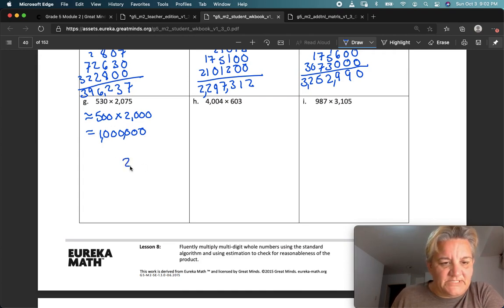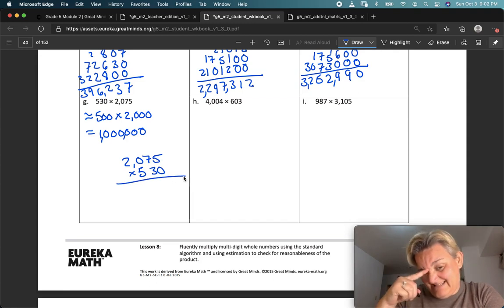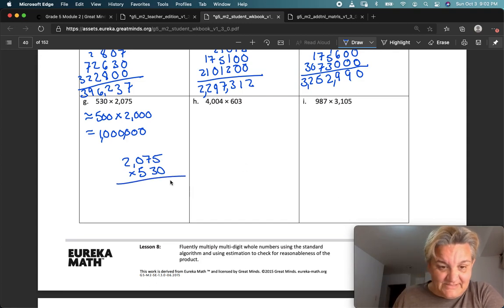I'm going to put the 4-digit number on top because that makes my life easier. Okay, and the ones place is a 0, so that's easy. 0, 0, 0, 0. Now the tens. Add my 0. 3 times 5 is 15, carry the 1. 3 times 7 is 21, plus 1 is 22, carry the 2. 3 times 0 is 0, plus 2 is 2, and 3 times 2 is 6.